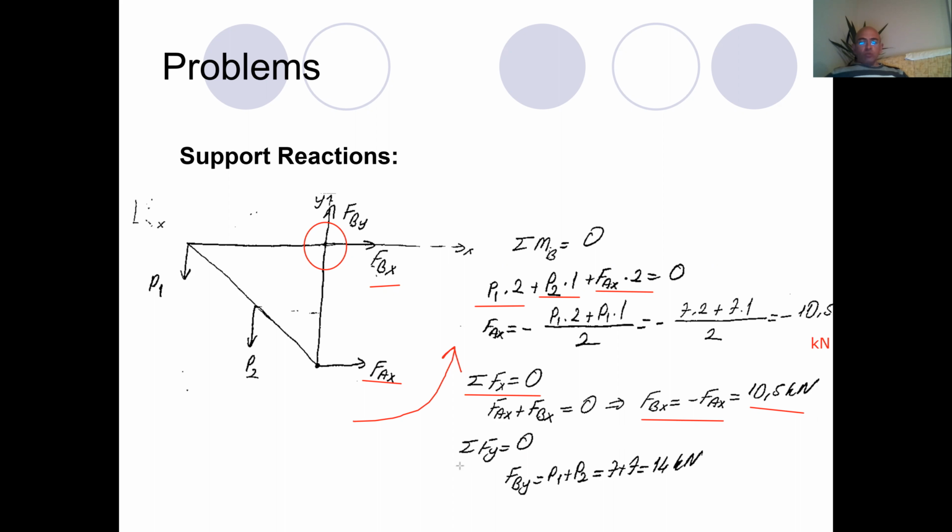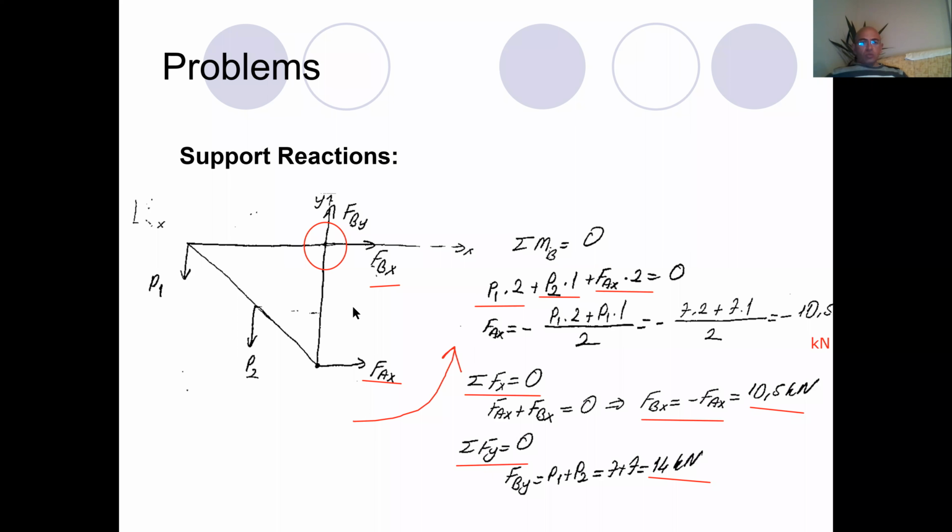Now, our second equilibrium equation is sum of the forces in Y direction has to be equal to 0. As we see here, P1 and P2 have an opposite direction with respect to FBY. FBY, we choose it in positive Y direction. And from there, we can easily say that FBY is equal to P1 plus P2. And as a result, it is 14 kilonewtons. Now we have found the support reactions.